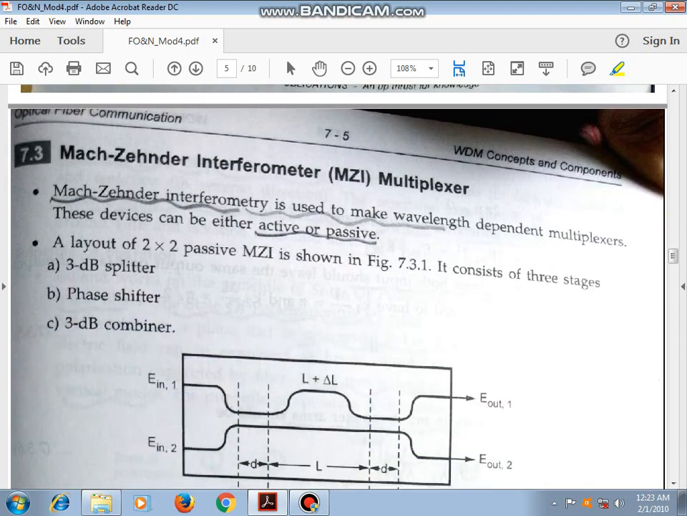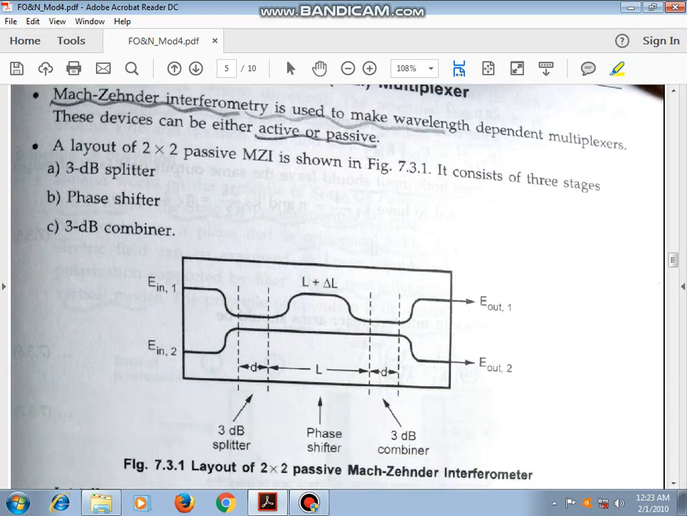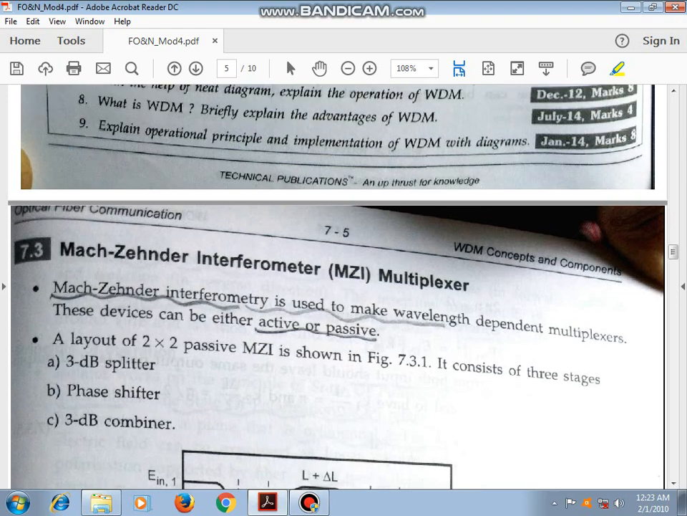Next we have the Mach-Zehnder interferometer, called the MZI multiplexer. We'll see this concept in the next video clip.